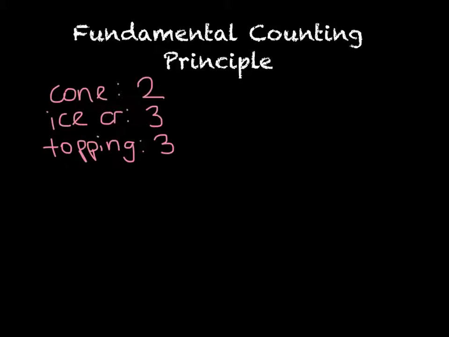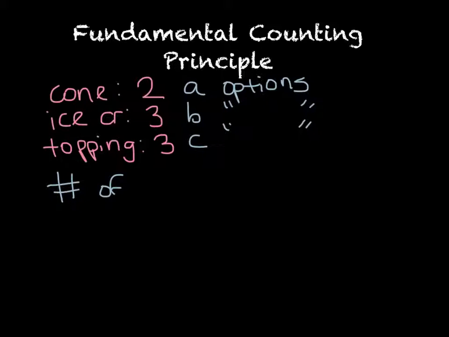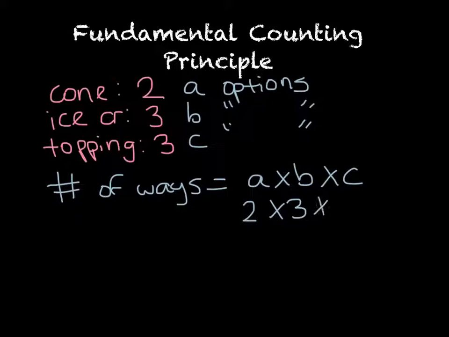So the fundamental counting principle would say that if our first choice has A options, our second choice has B options, and our third has C options, then the total number of ways you can combine these is A times B times C. So the total number of different ice cream cones and toppings combinations that we can make is 2 times 3 times 3, or 18 different types of ice creams.